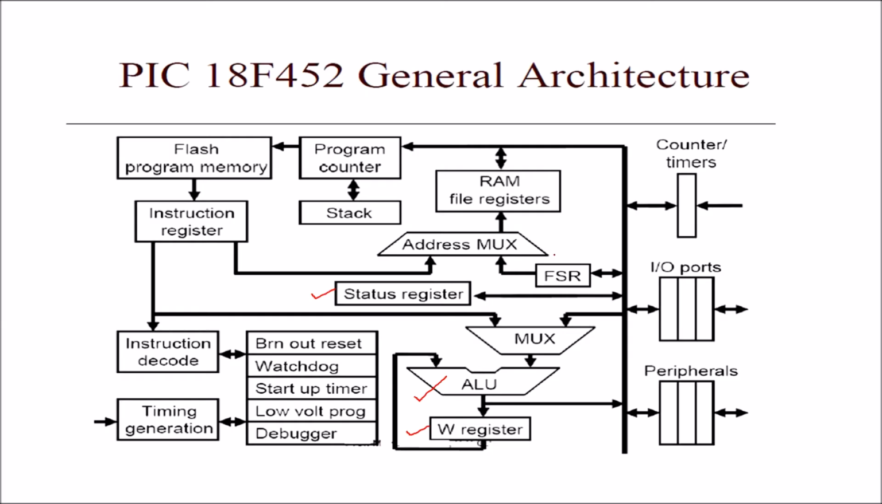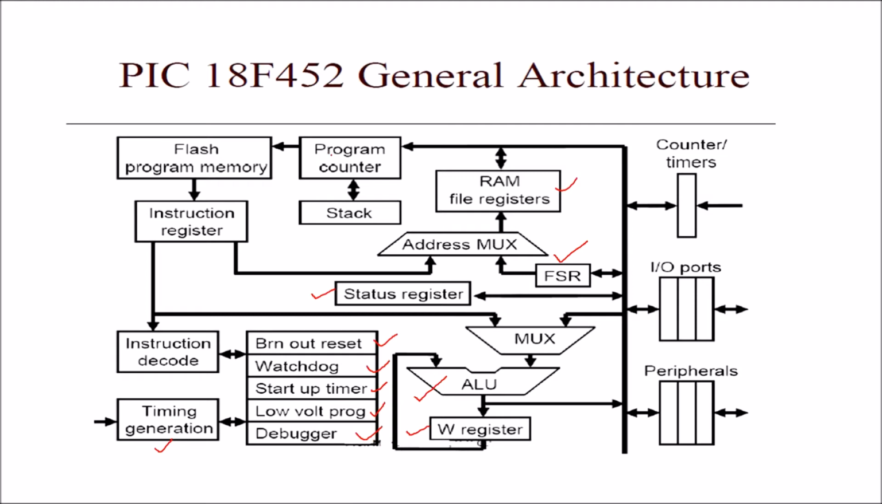Then it has a file select register. There is a RAM file register. A number of registers are available in the RAM file, and the address and data will be stored in these file locations. To select a particular file or register, this file select register is used. Then it has a brownout reset circuit, watchdog timer, startup timer, low voltage programmer block, debugger block, and a timing generation block. All these blocks you have to study in detail.